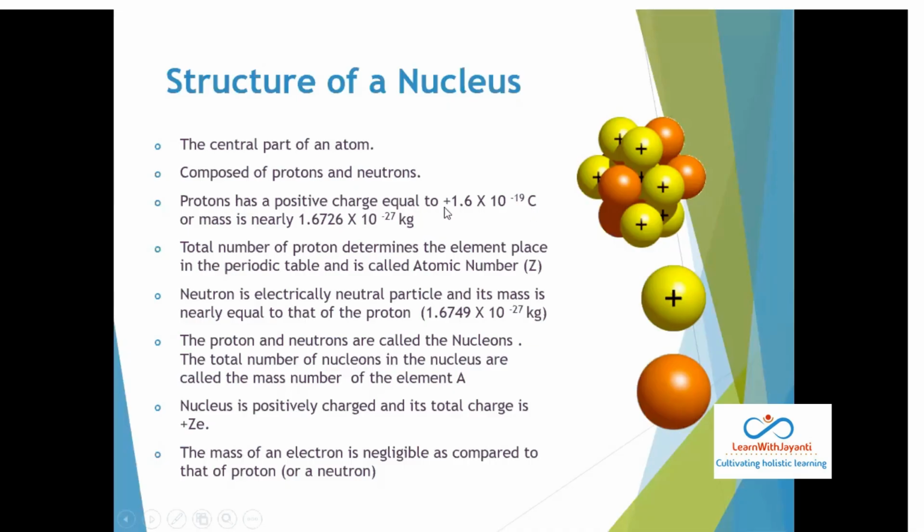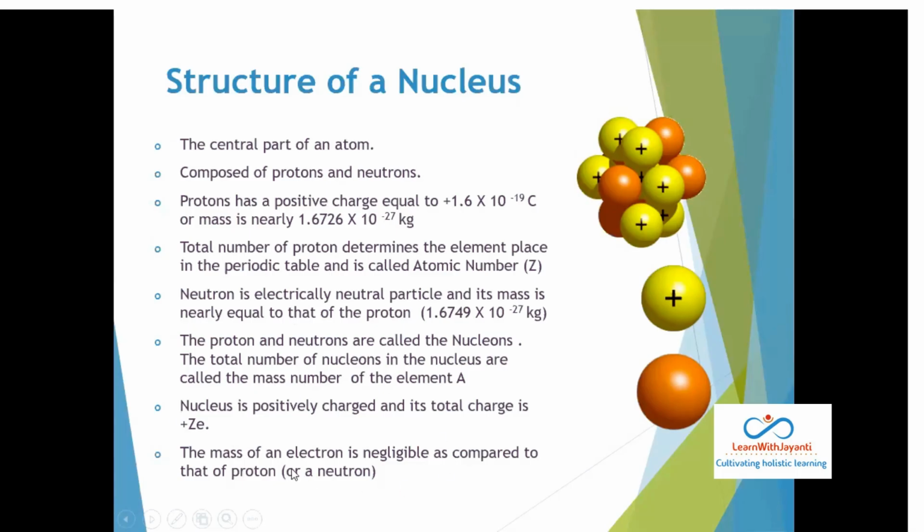ठीक है. Proton has a positive charge. It's going to be having the same. And the electron is going to have minus 1.6. But in case of nucleus, what will be the total charge? It will be the number of protons, that is the Z, into the charge. Charge क्या है? 1.6 into 10 raised to minus 19, which is positive.